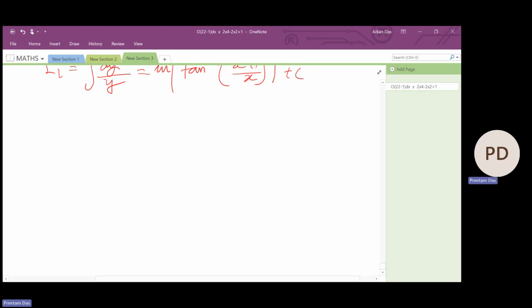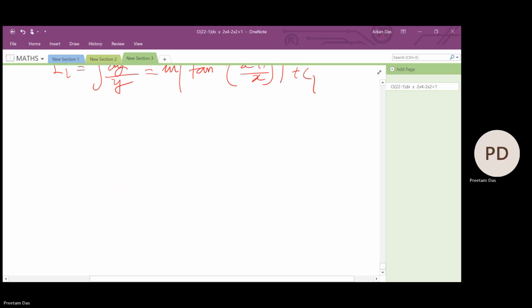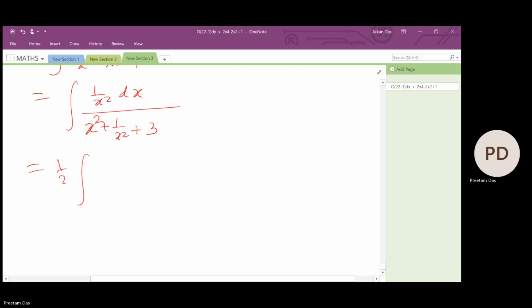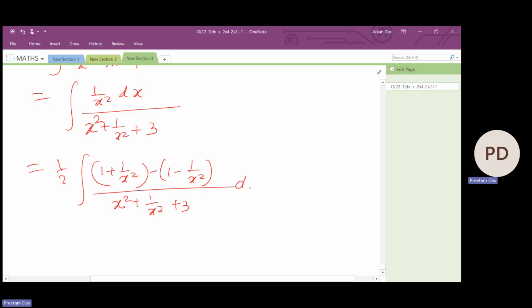Now let us see the calculation for I2. Let us keep it c1. I2 is a biquadratic. How do you solve a biquadratic? You have to express this in terms of x square and 1 by x square. How do I do that? I'll have to multiply by 1 by x square on both sides. This becomes x square plus 1 by x square plus 3. Now half. This 2 by x square, I can write as (1 plus 1 by x square) minus (1 by x square), divided by this, (x square plus 1 by x square plus 3) dx.